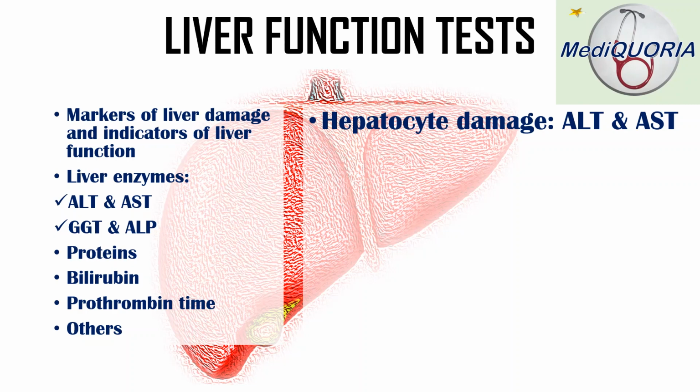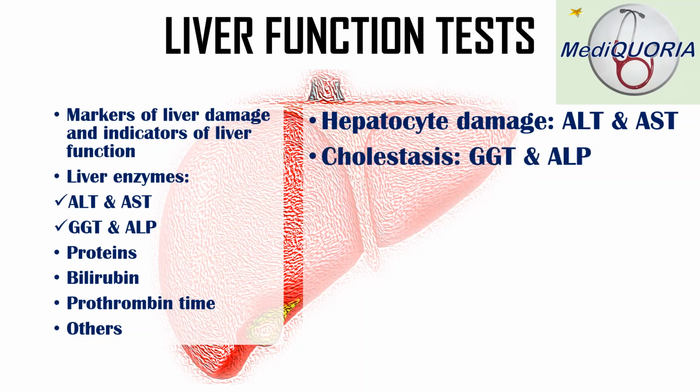An acute damage to hepatocytes usually does not affect the level of proteins, especially albumin, because albumin has a long half-life of about 20 days. The level of bilirubin rises because of impaired conjugation of bilirubin by the hepatocytes. The prothrombin time may also increase because the clotting factors generally have a shorter half-life.